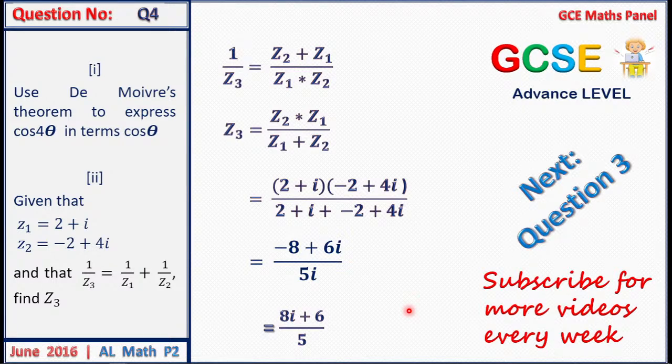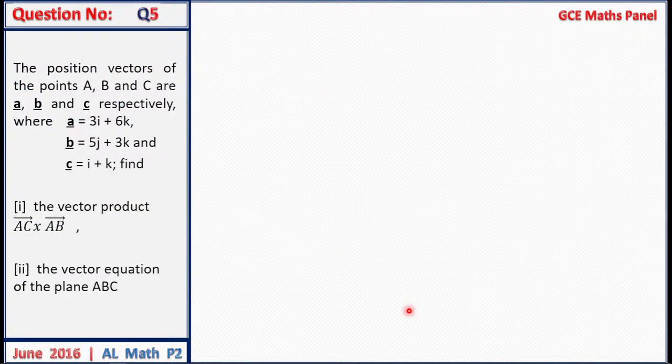Alright, question number 5 reads: the position vectors of the points A, B, and C are a, b, and c respectively, where a equals that, b equals that, and c equals that. The vector product AC cross AB is, so you have to find the vector product AC cross AB. So we first of all have to look for AC. And what is AC? AC is equal to head minus tail, where C is the head and A is the tail. Equally, AB is head minus tail, where vector B is the head and A is the tail.